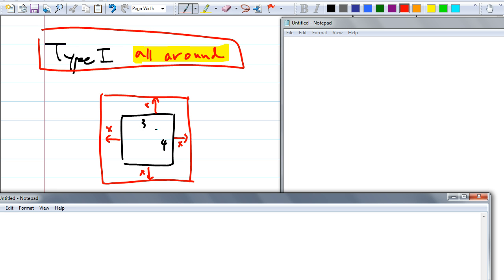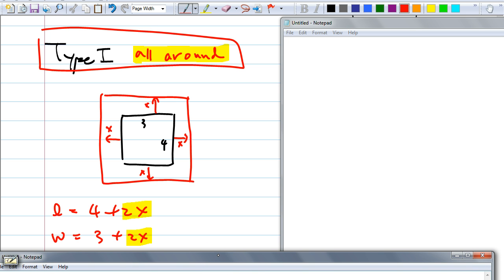Very good, okay? So who could tell me then the width of the bigger rectangle? Yes, sir? 4 plus 2x. How many people say 4 plus 2x? Raise your hand. That is correct. What about the length? So 4 plus 2x is the length. What will be the width, from left to right? 3 plus what? 2x. Do you see why it's 2x, not x?